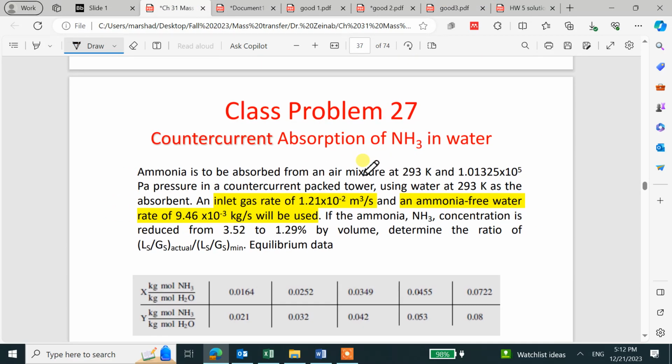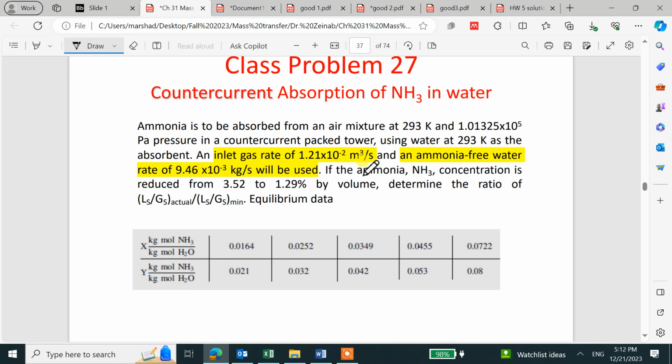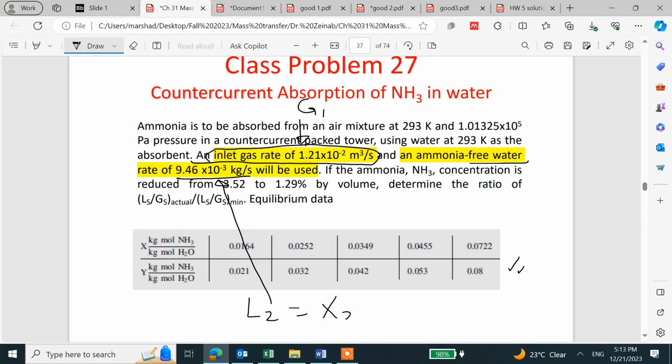So now for example we can do this example. Now see, the equilibrium data is given. What inlet gas flow rate? Inlet gas flow rate is given. So this is G1. Ammonia free water. Water is solvent. So L2 is this, G1 is this. Ammonia free means X2 is 0, right? Solvent, there is no ammonia.